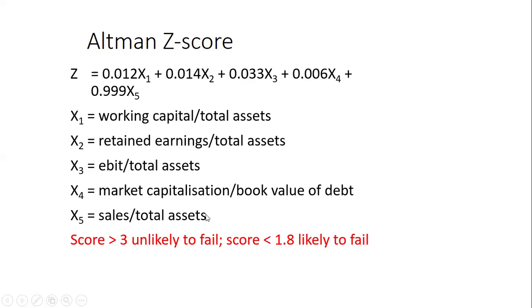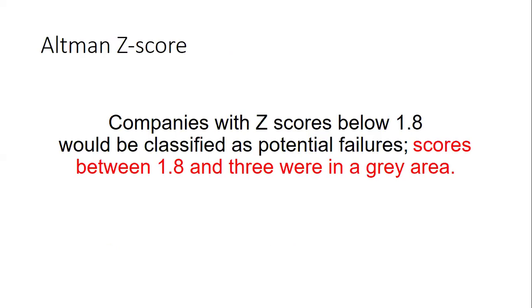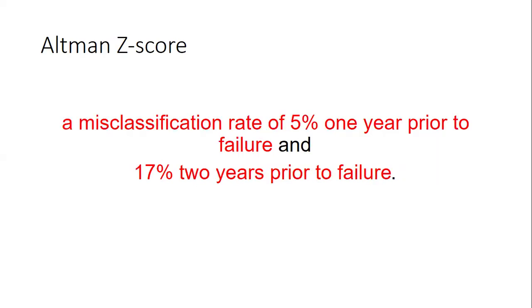So the question is, what happens to businesses between 1.9 and 3? How do we classify them? That we can't tell. It's a gray area. So when a business is between 1.8 and 3, we can't really say whether they are failing or non-failing. And that is one issue with Altman's Z-score.